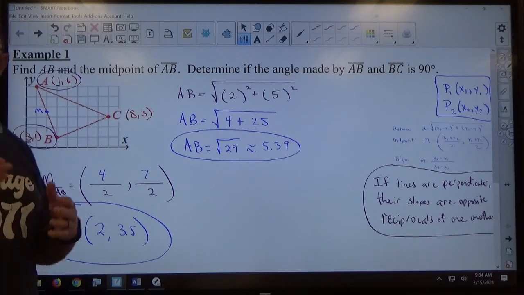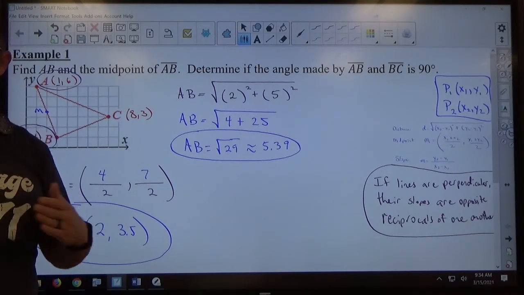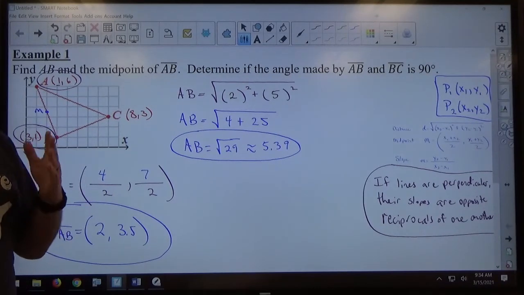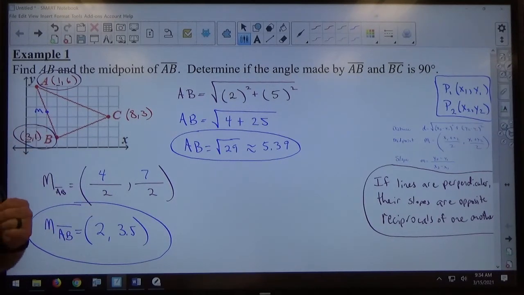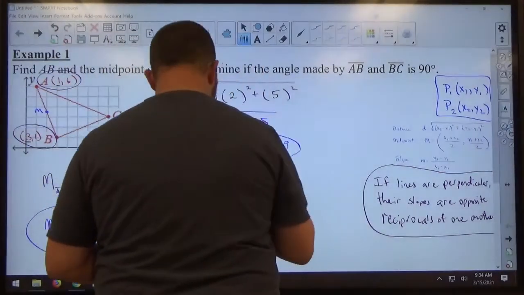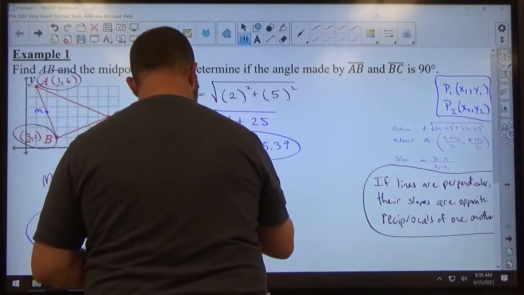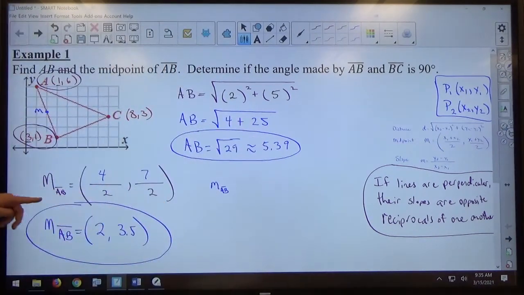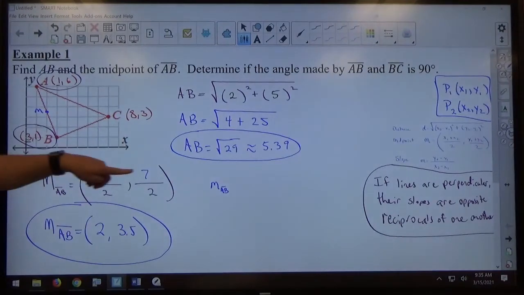So anytime we deal with that kind of question, do lines make a right angle? Are two lines perpendicular or parallel to one another? Slopes are opposite reciprocals for perpendicular. Slopes are equal for parallel. So if I look at the slope of AB, and notice the lettering here, capital M for a point, lowercase m for a slope.